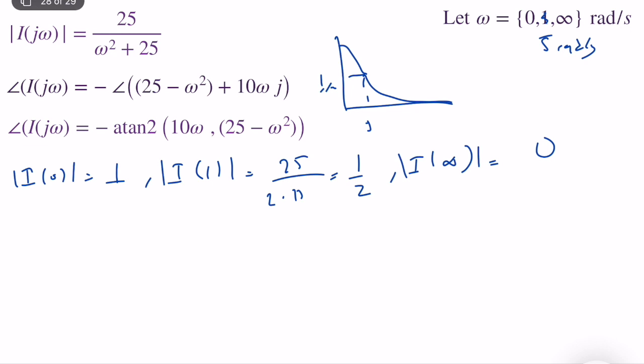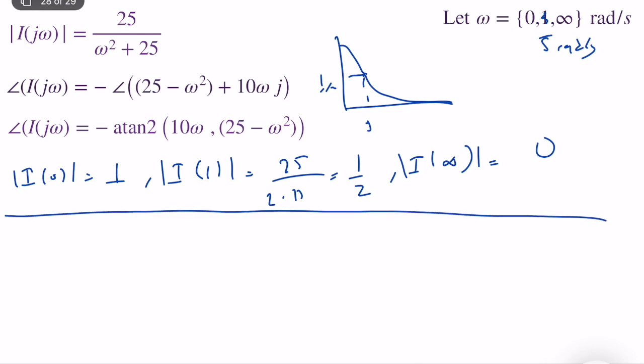In general, we analyze this kind of concept in logarithmic scale. We will not go into the details of this in this lecture, but when you look at logarithmic scale, you understand the system better. But from this perspective, in this problem, we see that as omega increases, the magnitude of the output decreases. That's great. So what about the phase?